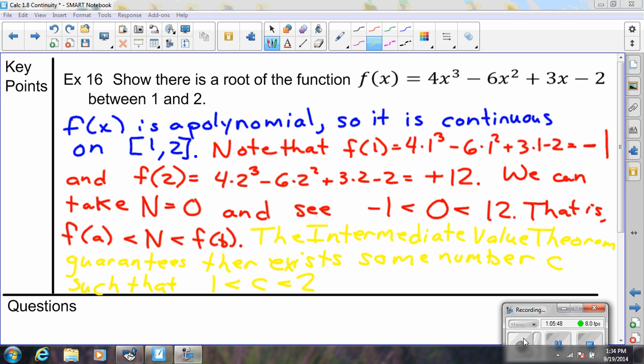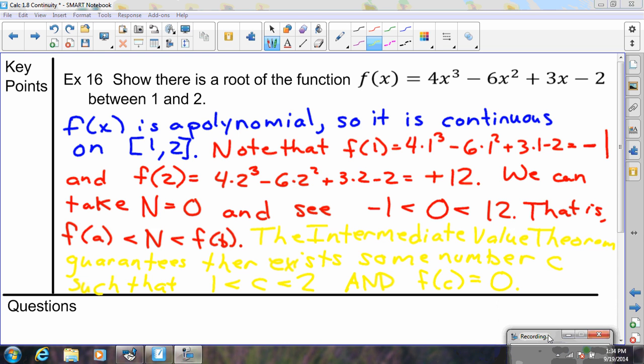That's telling us C is in the closed interval at the beginning, and f of C equals the height of 0. That's the n number. But f of C equals 0 means C is a root of the function f.